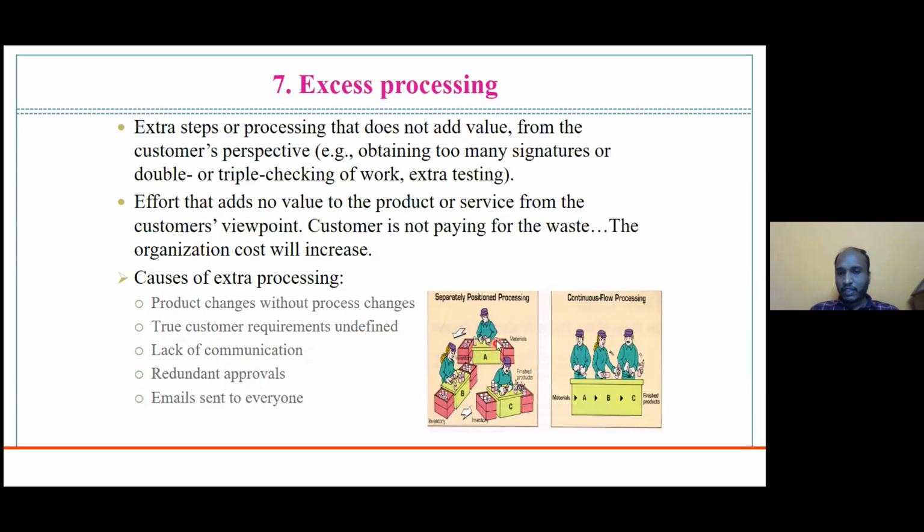Some examples are given here. You can see separately positioned processing. This person is doing some process and makes some material there, and that is also some inventory. B line is also making some product and keeps some inventory. Similarly C. But if you do it as a continuous process, everyone can divide their work, and the finished products are stored in one area. So the inventory can get reduced and productivity also gets increased.